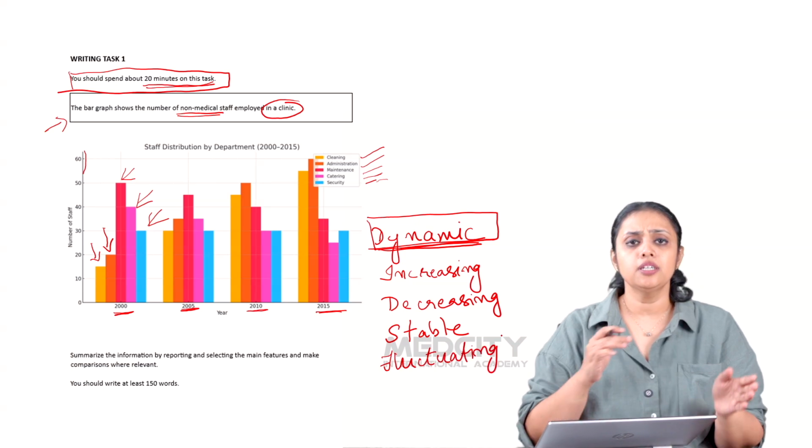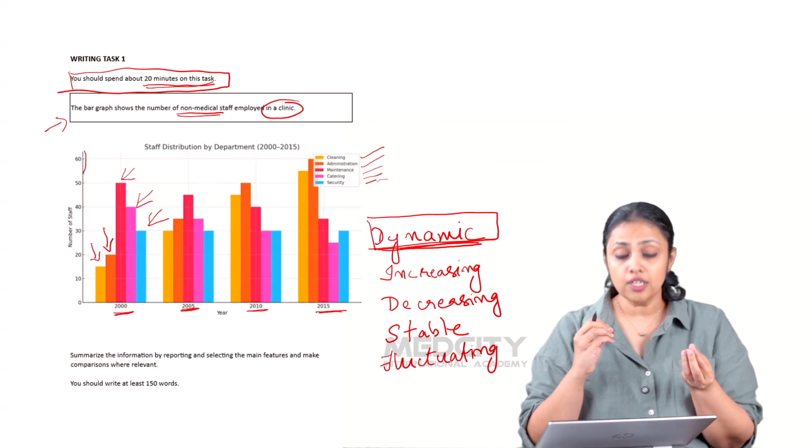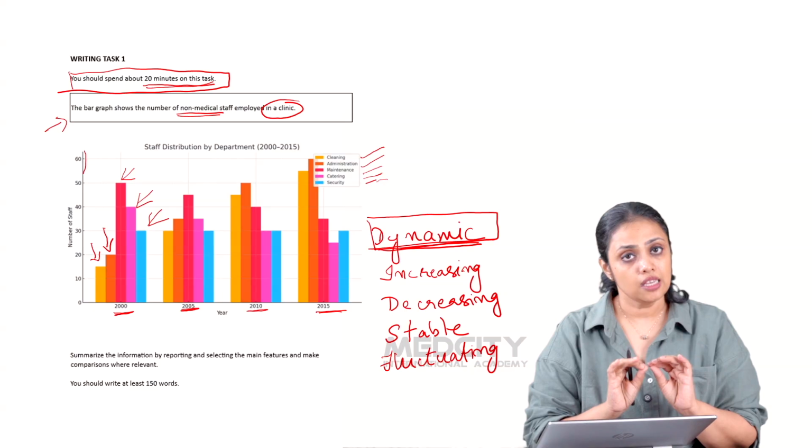Which means that the number kept on varying across these 15 years. So these are the kind of trends that we should look out for in this graph.